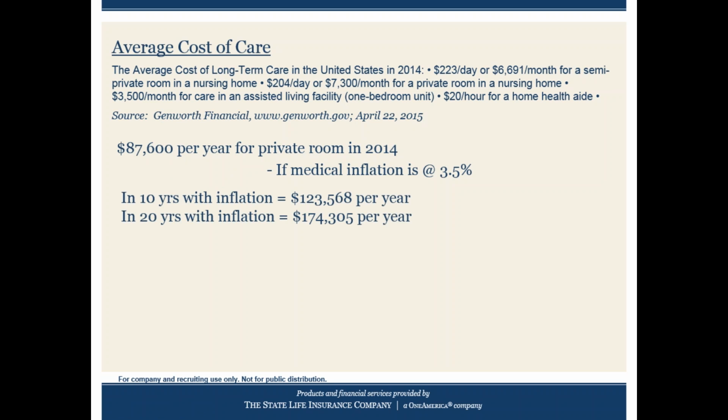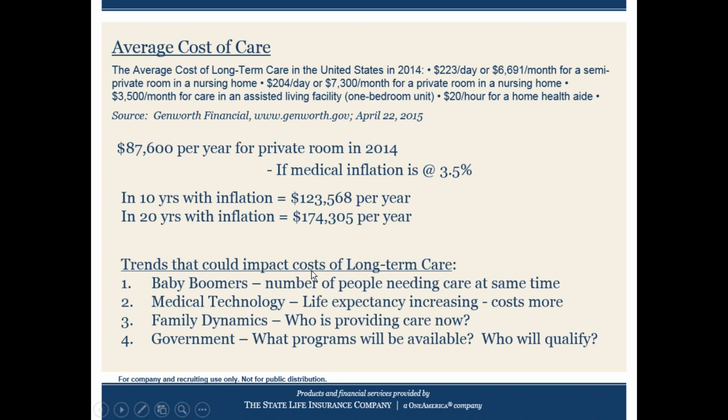But honestly, I want to pause for a second because this really isn't telling the whole story. This is just illustrating an inflation increase of 3.5%. But there are 4 things that are going to happen in the next 10 years that are going to dramatically increase the cost of long-term care. And the first is the baby boomers, the second largest segment of our population. Nearly 80 million people are going to be hitting their 80s in the next 10 years. The first wave of baby boomers started hitting 70 2 years ago.